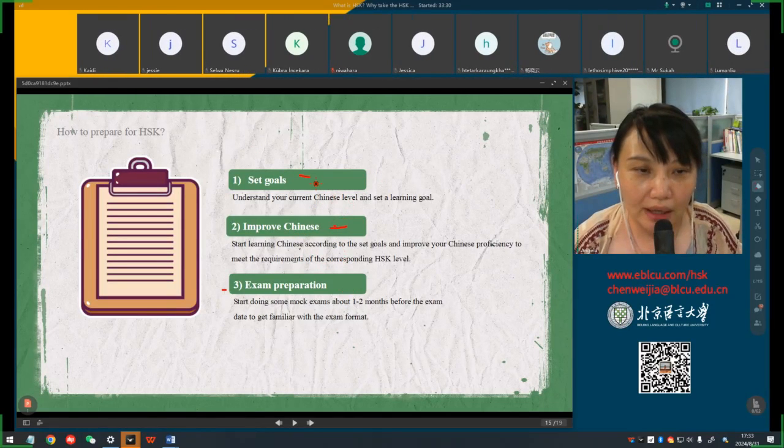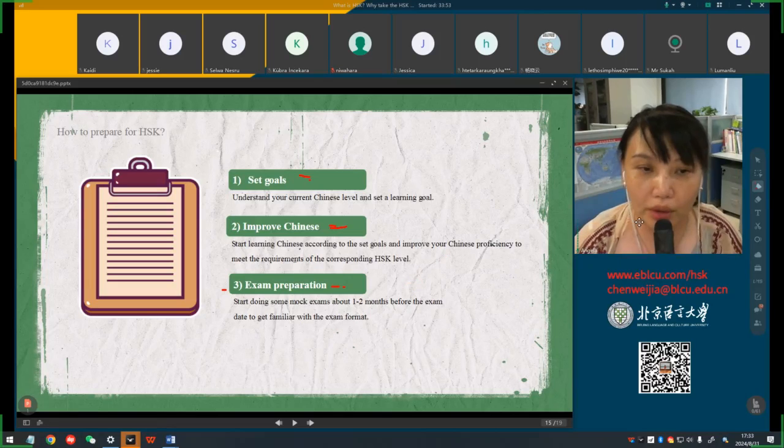So I would say the first and second parts are very important. If you set the right goal and you study very hard to improve your Chinese to your goal, the exam preparation is just understanding the format. It's not the most important thing for number 3. The first one and second one are more important.